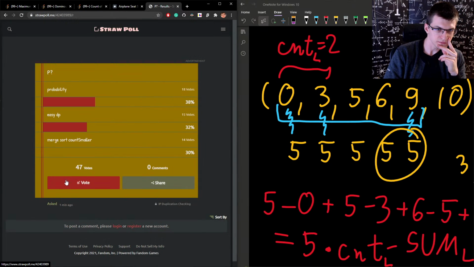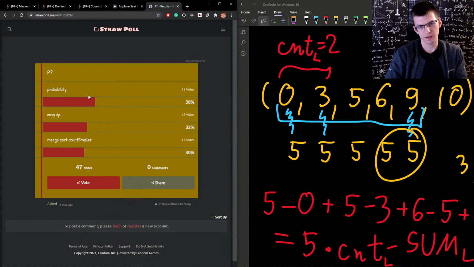Results. Let's do probability. Maybe I should have done something extra. Oh, 47 votes. That says something, right? No, this is just the sum of votes. So nobody used multi-voting, or this is just a stupid count.